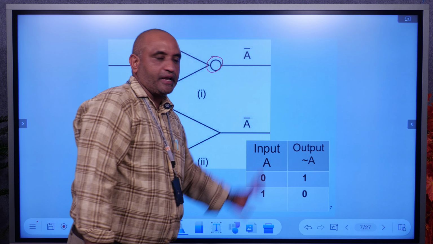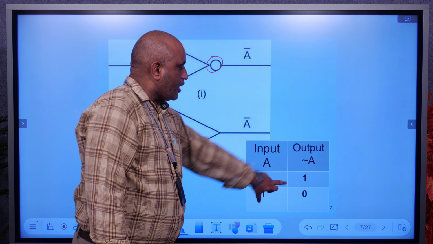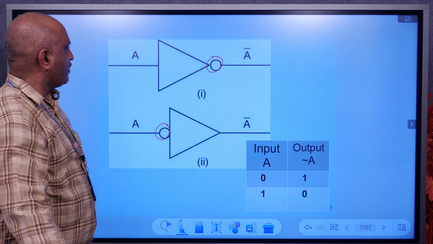This is the truth table. Input is A, output is A bar. Suppose input is 0, the output is 1. Input is 1, the output is 0. This is the NOT gate.